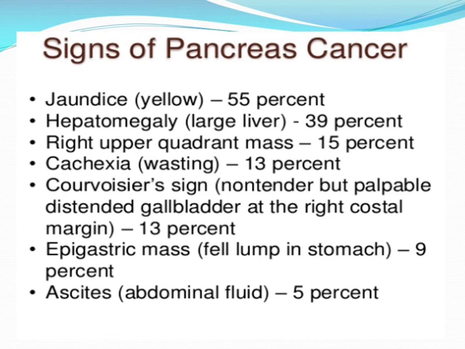Signs of pancreatic cancer. The patient may present with jaundice, with itching marks, and also Courvoisier sign may be detected during palpation of the abdomen, as the gallbladder is distended at the right costal margin. Unfortunately, the signs of pancreatic cancer in many cases develop late with advanced stages of the disease. Epigastric mass is a very late sign, and also cancer cachexia and ascites are very late signs of pancreatic cancer. And we have to detect the patient before development of late signs of cancer.